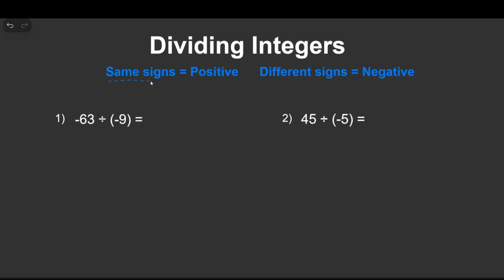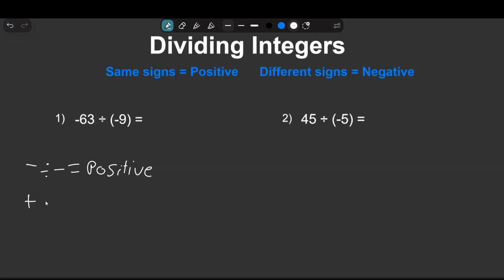This means we are getting a positive final answer because we are dividing the same signs. So I'm just going to draw a little list for you guys so you can understand better why it is positive or why it is negative. When we do negative divided by negative, we get positive because we are using the same signs. When we do positive divided by positive, we also get positive.